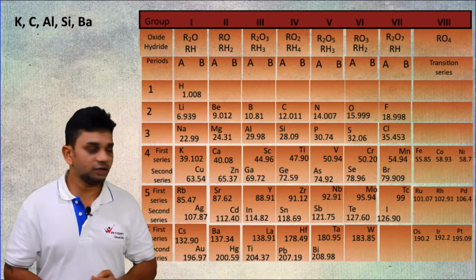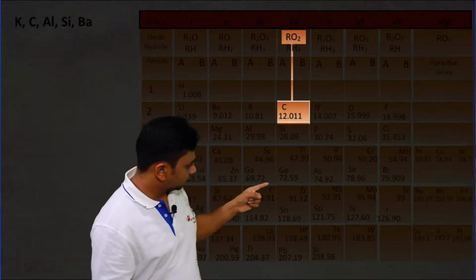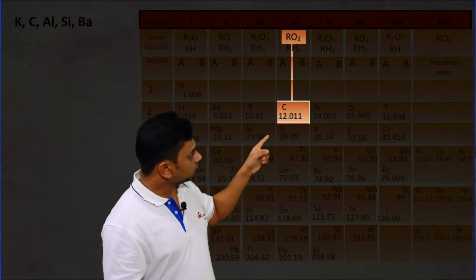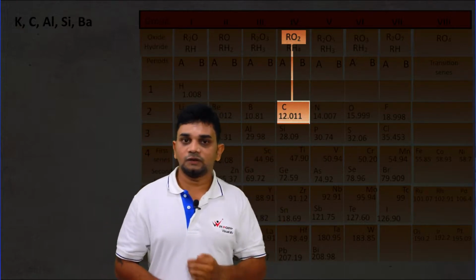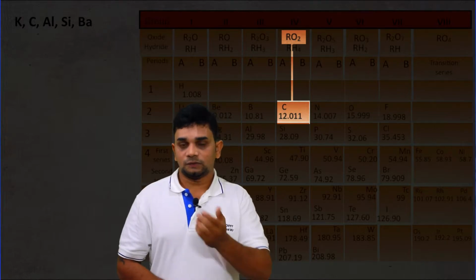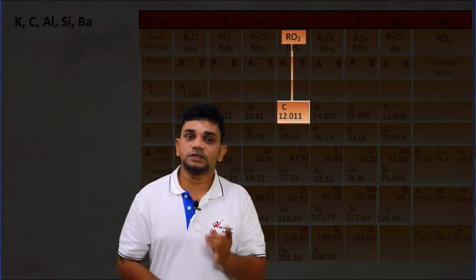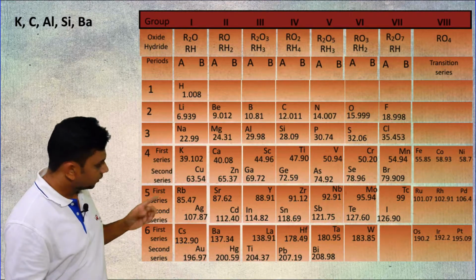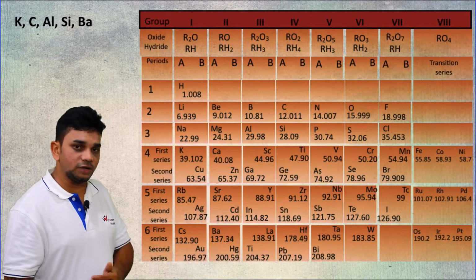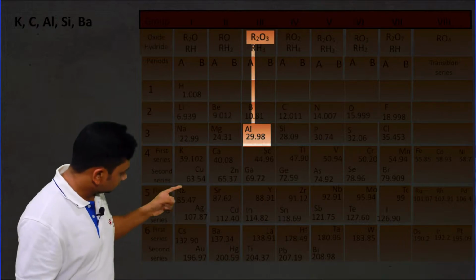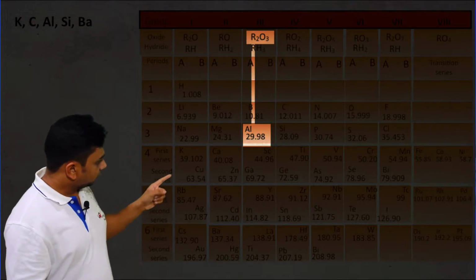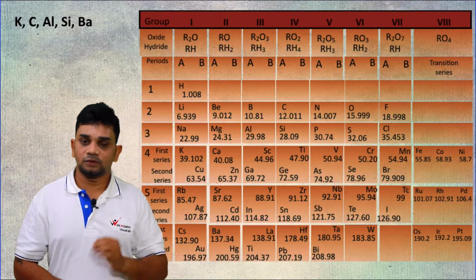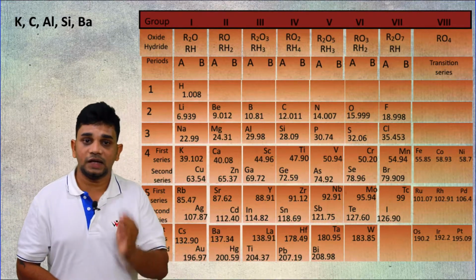Next one, carbon. Can you see carbon here? Yes, here you can see carbon. And it is RO2, means the general formula is RO2, then formula of oxide of carbon will be CO2. Next one, aluminium, Al. Can you find the position of aluminium in the periodic table? Here you can see the position of aluminium, and it is R2O3, which means the formula of oxide of aluminium will be Al2O3.